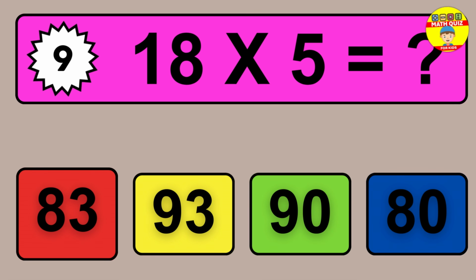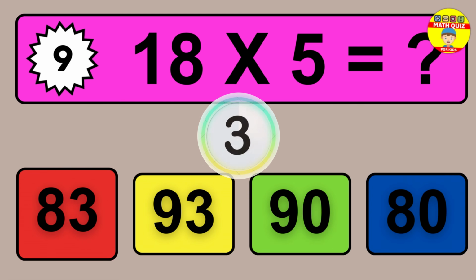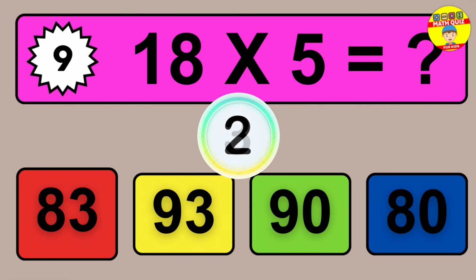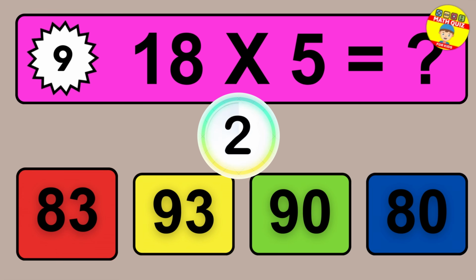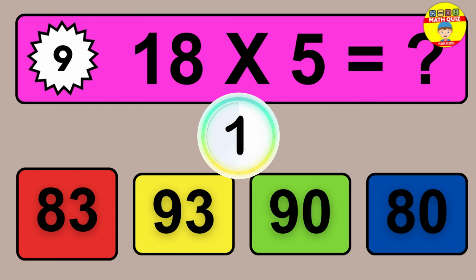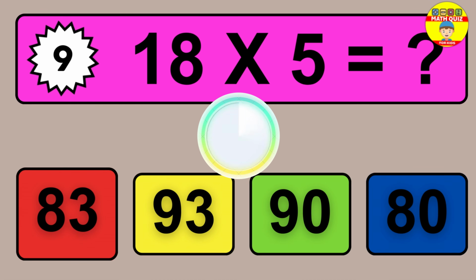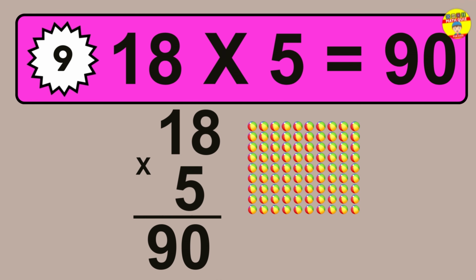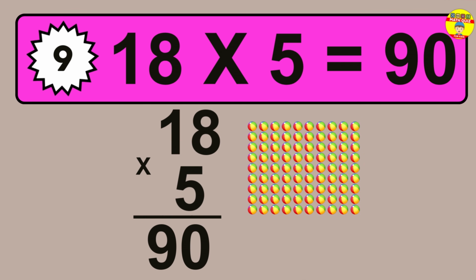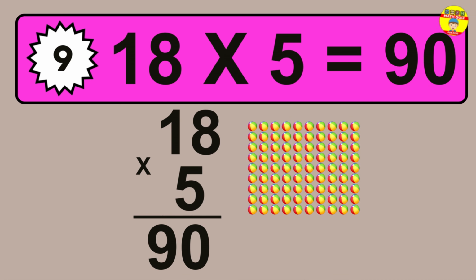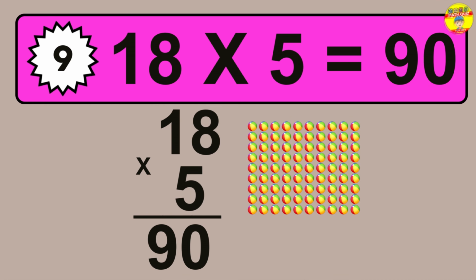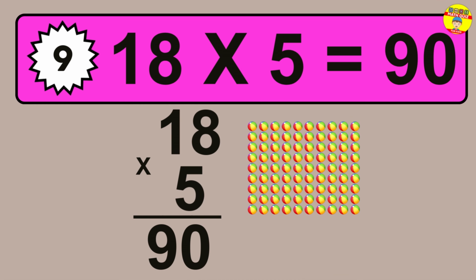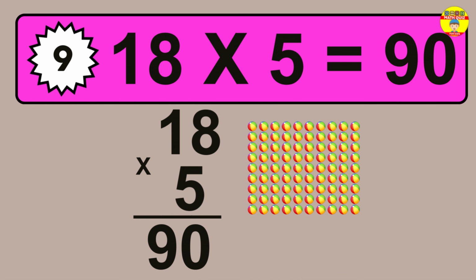Question 9. 18 times 5 equals what? So the answer is 18 times 5 is 90. To calculate, we have 18 groups with 5 balls each one. So how many balls do we have? 90 balls.